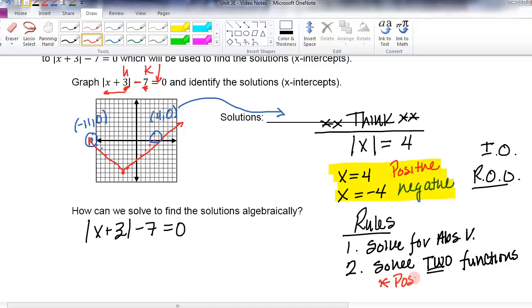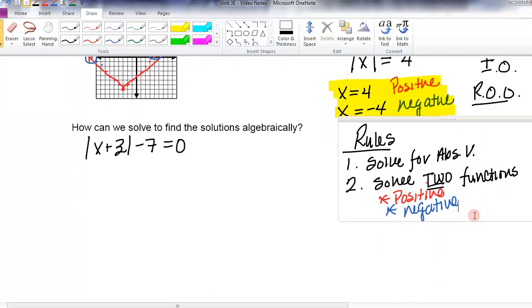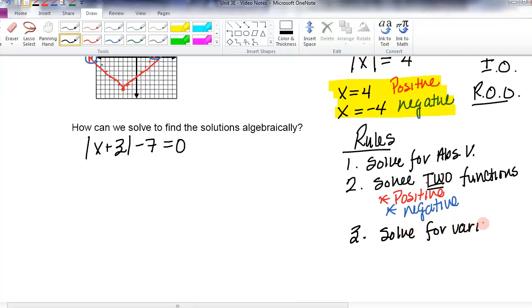Let me switch colors here and underneath we'll solve for a positive one. And we're going to solve for a negative one. Sorry if that's hard to see. I'll scroll that up real quick. All right, so that's where we're going to start. When we're all done, we will solve for the variable itself. So there's kind of 3 solvings in each of these. So now we're going to write solve for variable.